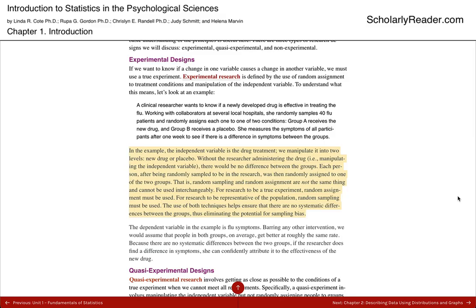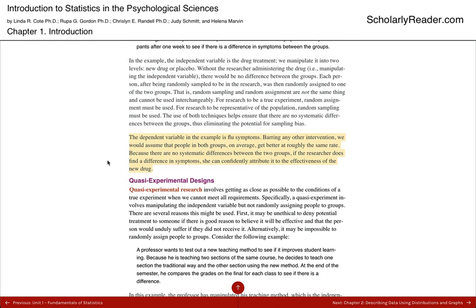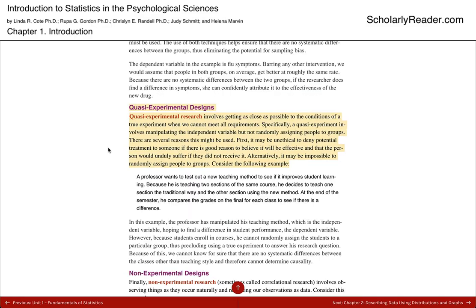The use of both techniques helps ensure that there are no systematic differences between the groups, thus eliminating the potential for sampling bias. The dependent variable in the example is flu symptoms. Barring any other intervention, we would assume that people in both groups, on average, get better at roughly the same rate. Because there are no systematic differences between the two groups, if the researcher does find a difference in symptoms, she can confidently attribute it to the effectiveness of the new drug.